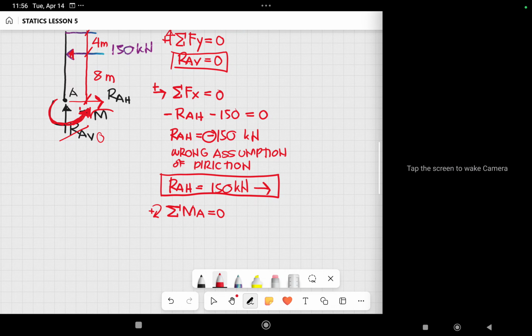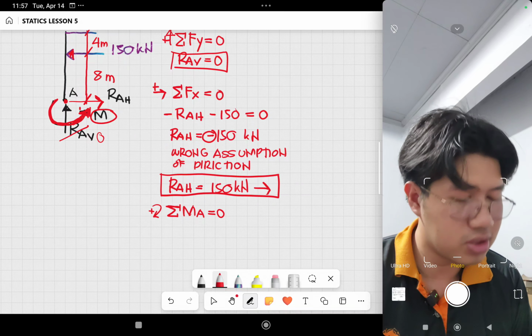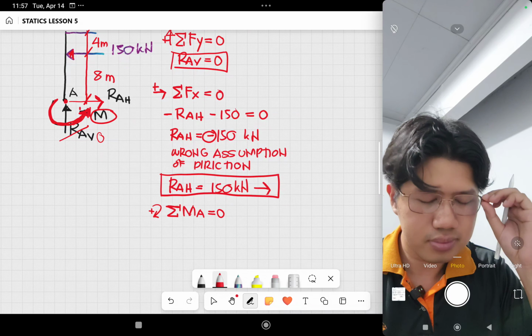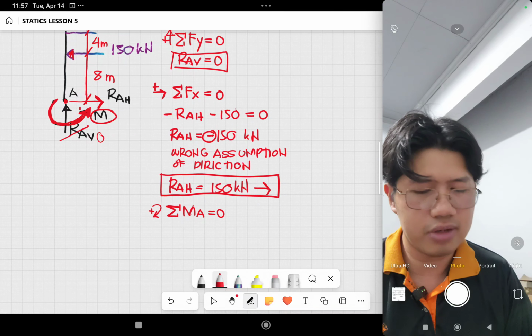So, in other terms, in our previous lesson, we call this the couple moment. Madalas nire-represent yung couple moment by just a clockwise or just a counterclockwise arrow. So, in this case, kahit na acting directly at point A yung moment na yon, hindi siya mawawala sa ating solution or sa ating equation.